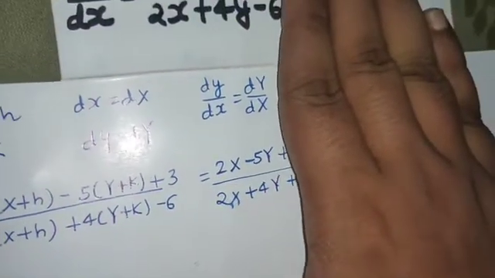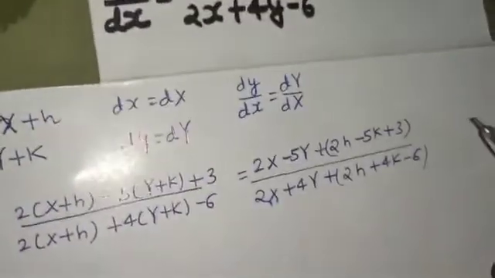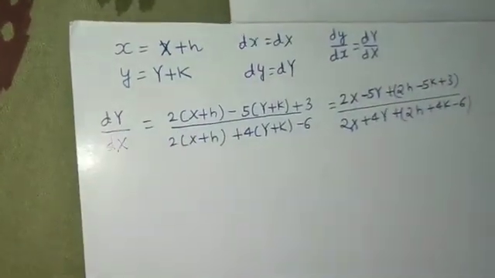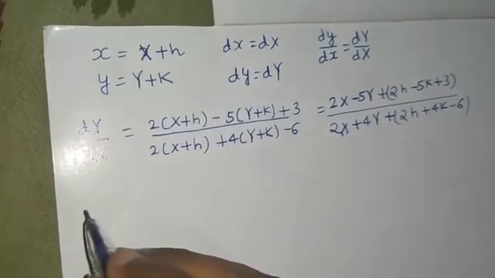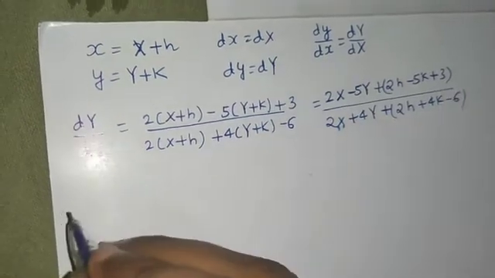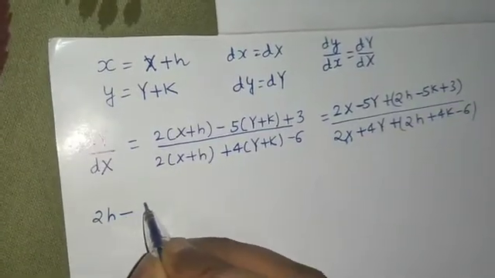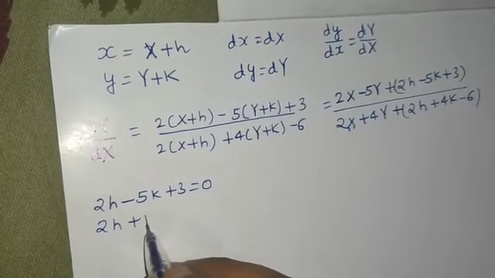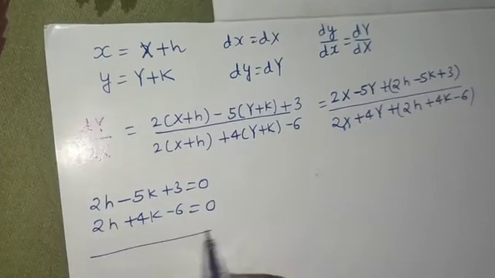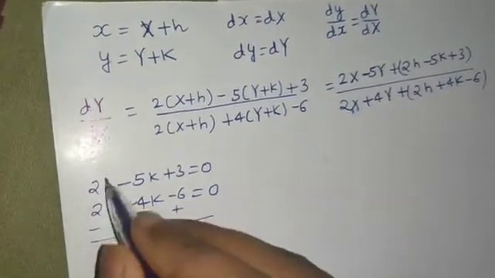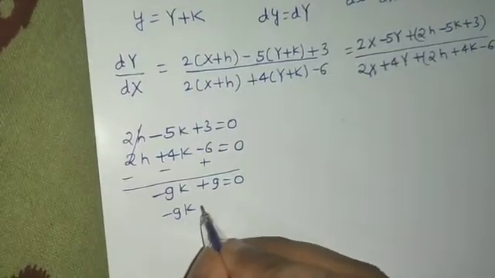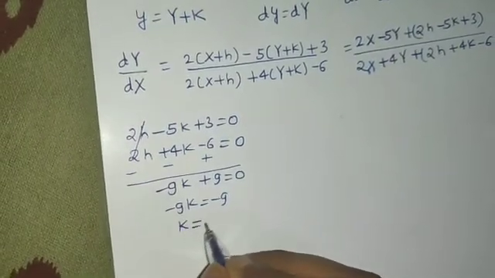Now if you clearly see, if I hide this, it is a homogeneous portion. Hiding means, what if this bracket becomes 0? In that case, this will convert to homogeneous. That's what we want. So we'll solve these two simultaneous equations to find the values of h and k for which these brackets become 0. So 2h minus 5k plus 3 equals 0 and 2h plus 4k minus 6 equals 0. If you simply subtract, then 2h gets cancelled. Minus 9k plus 9 equals 0, so k equals 1.